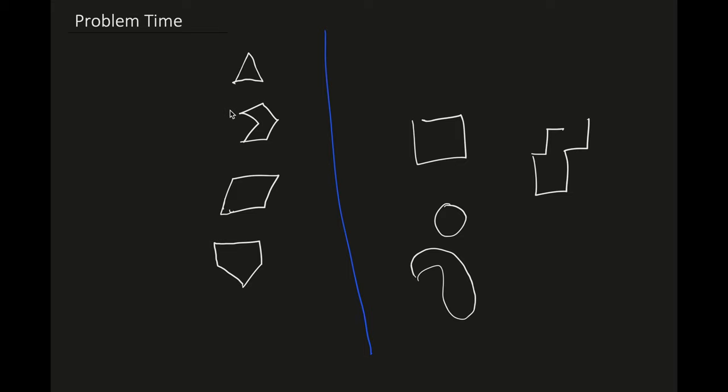So there's two separations of problem time. And I want you to talk about it. I want you to name these polygons, and I want you to tell me if these other ones are polygons. So polygon, that's a question there, and name is a question here.